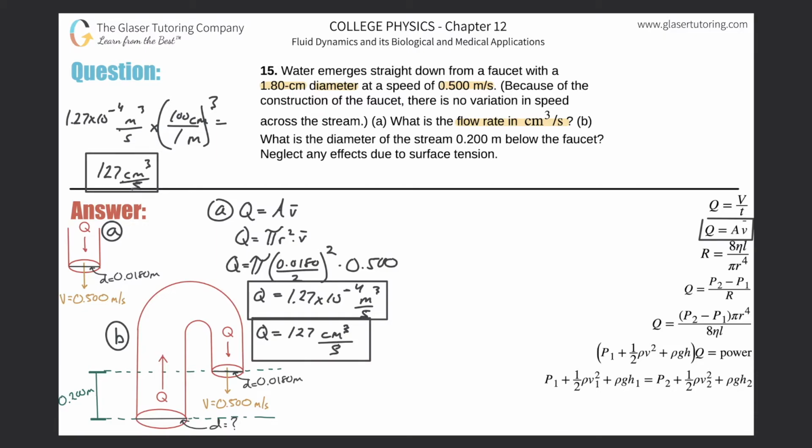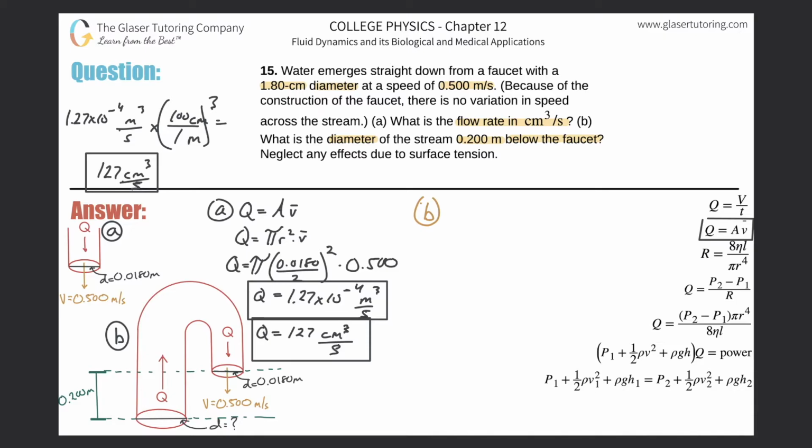Now, letter B. It says, what is the diameter of the stream 0.2 meters below the faucet? Neglect any effects due to surface tension. Again, some simplifying assumptions.